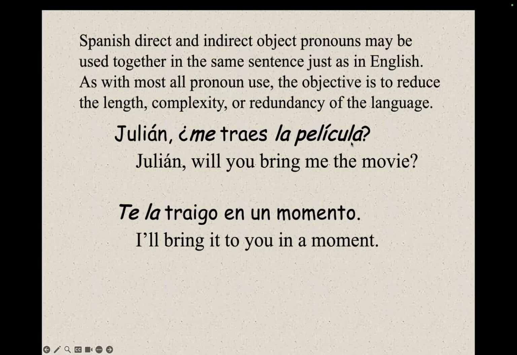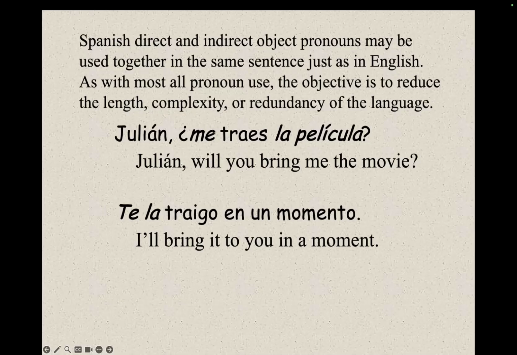So let's analyze, let's break it down. What is happening here? We have la película, the movie, that's our direct object. What is being verbed? La película, right? The movie, that's our direct object, the direct recipient of the action of the verb. Now, to whom or for whom is Julián bringing the movie? To me. We know that because the indirect object is stated right here in the question. ¿Me traes la película?